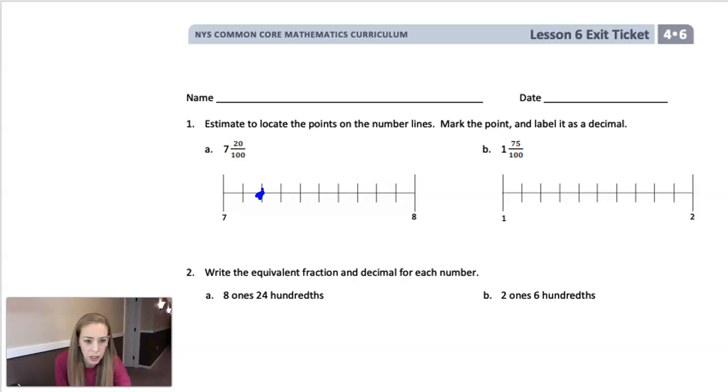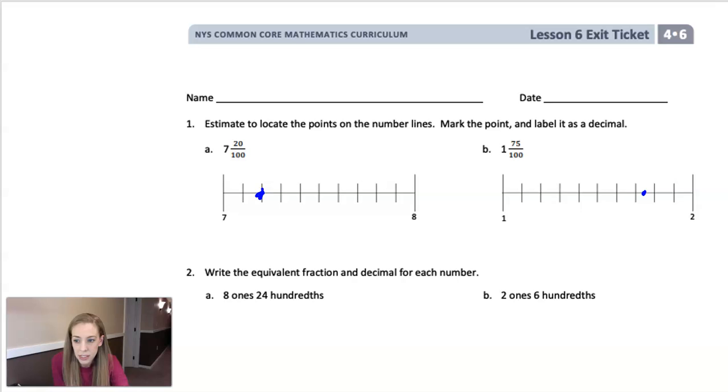Same thing here, 1 and 75 out of 100, so 7 dimes, 5 pennies. So if we go over 7 of the big chunks, 1, 2, 3, 4, 5, 6, 7, and then 5, like halfway to the next 10, that would be 1 and 75 hundredths.